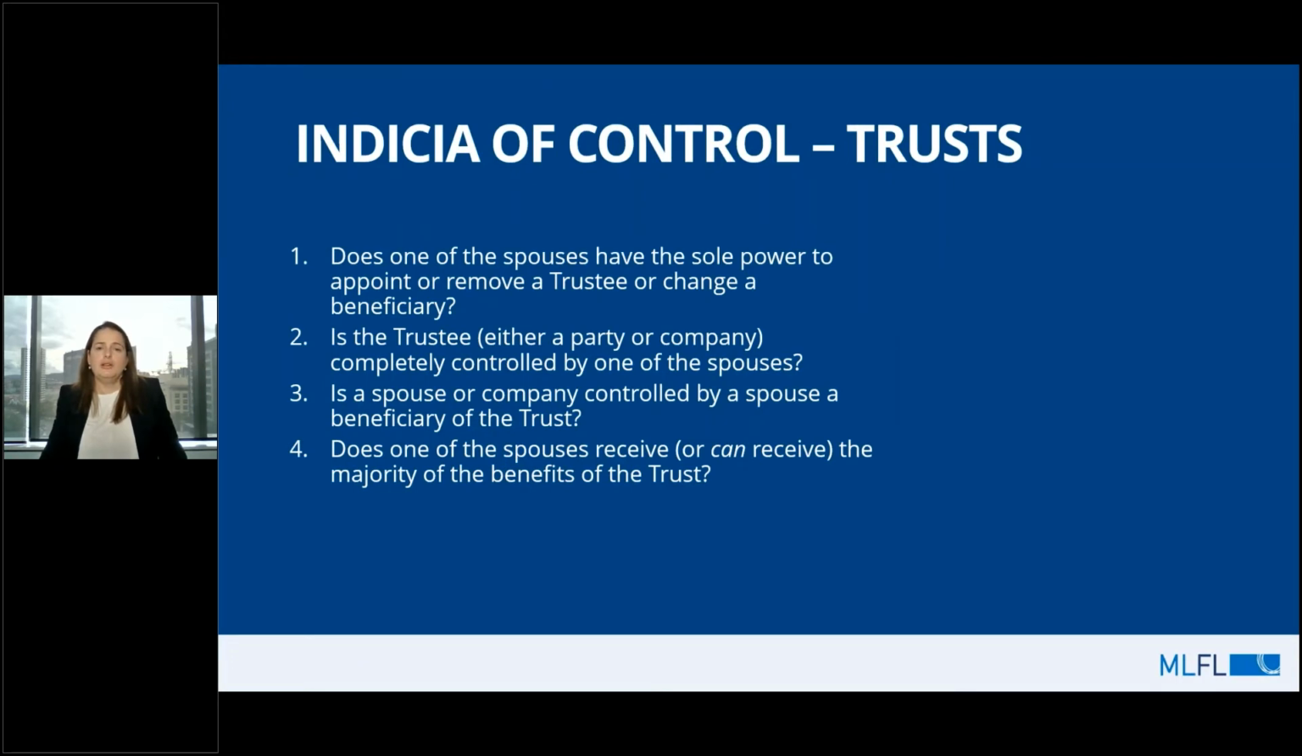In order to argue that it's appropriate to have disclosure in relation to trusts, including the potential inclusion of trust assets in the property settlement matter, it's necessary to determine whether the trust is simply the alter ego of the parties or is separate. Now we look at the indicia of control in relation to trusts. Now, these are questions that we have to ask either with the assistance of an accountant or not. Does one of the spouses have the sole power to appoint or remove a trustee or to change a beneficiary?